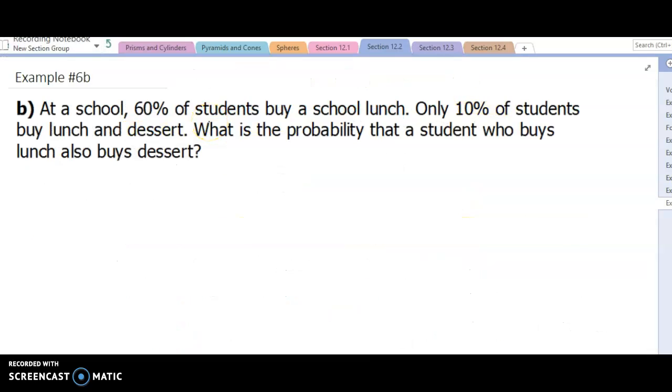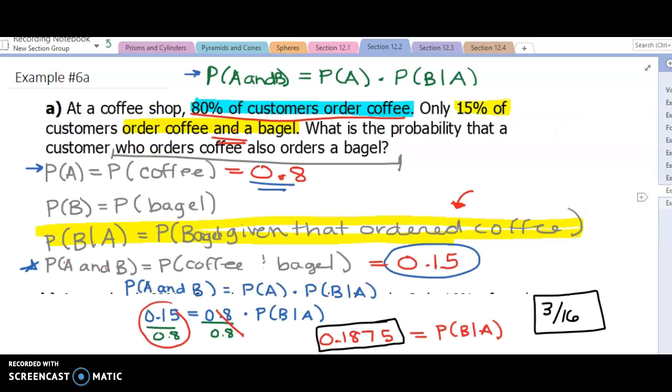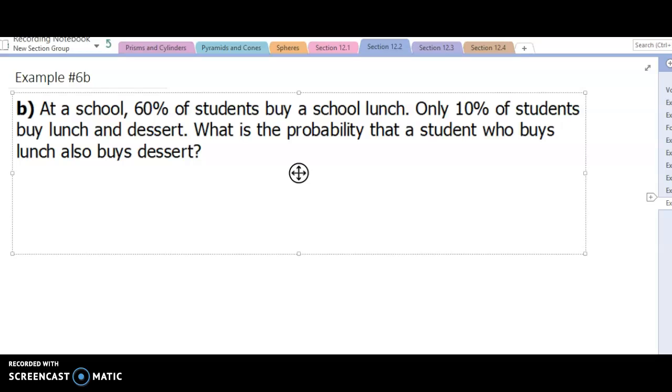I know this might be a little difficult, but I want you to go ahead and try to do this example here. Use the one we just did. It's pretty much the same exact way. Go through and do this one on your own. Then we'll go over it.